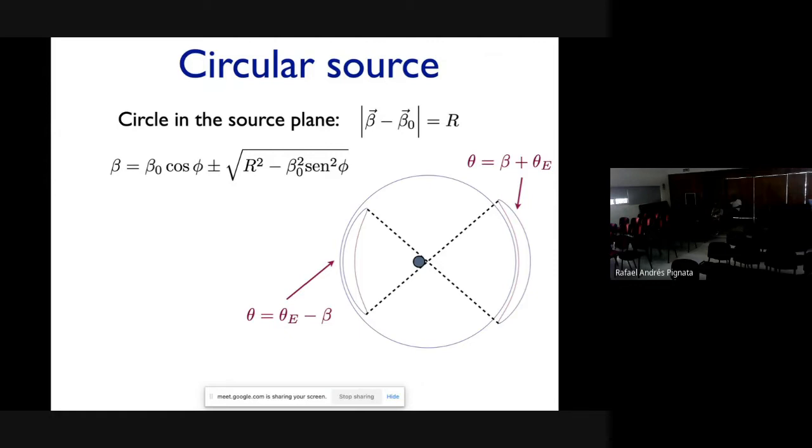So that's a trivial solution just to show you how arcs appear in an analytic solution for the lens and for the source. And well, okay, that's it. There is a line of code that makes it plot, but I can put it in the repository just to play around. But that's it.